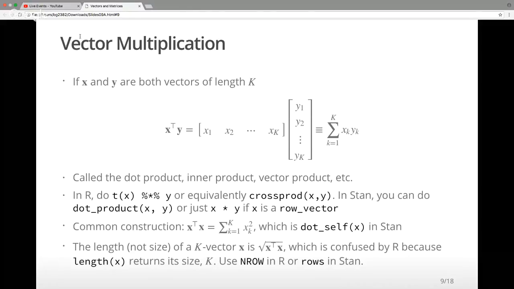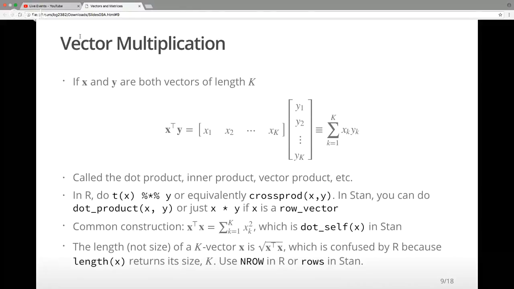In R, you could do something like t(x) %*% y, which is usage of the percent star percent operator. Equivalently, there's a crossprod function in R, which does the same thing. In Stan, there's a dot_product function, which in general you want to use. Or if x is already a row vector, then just x * y will give you the vector product between the row vector x and the column vector y. Anyway, you'll see both of those being used.